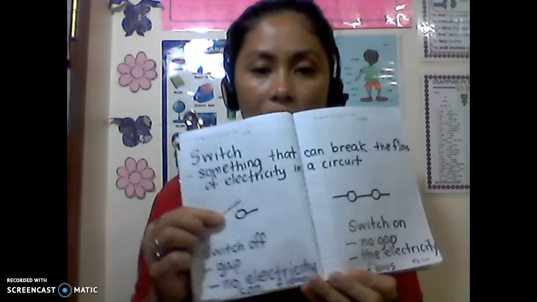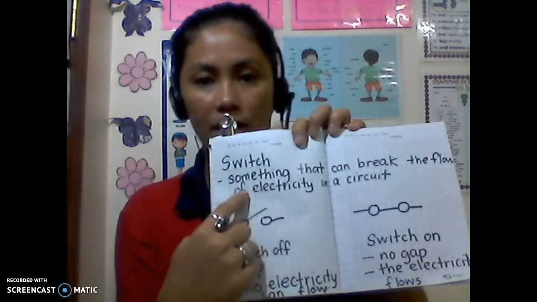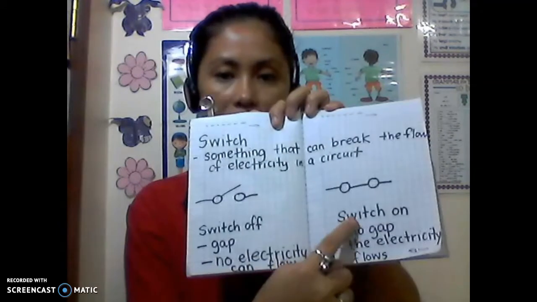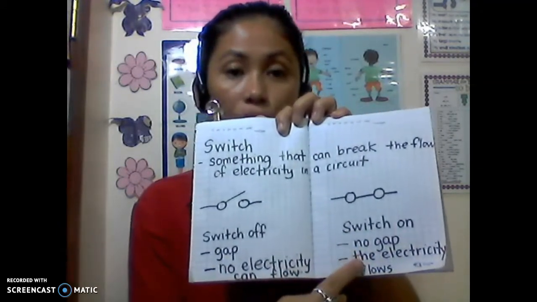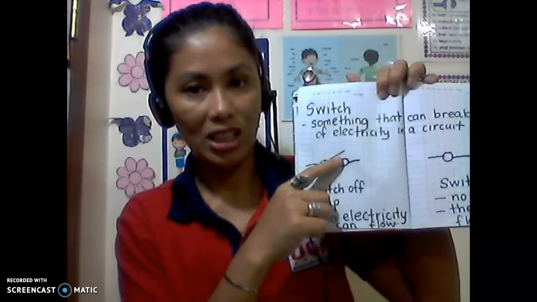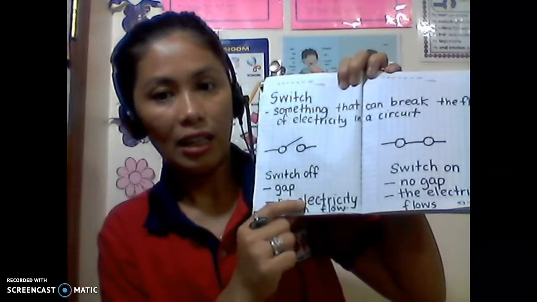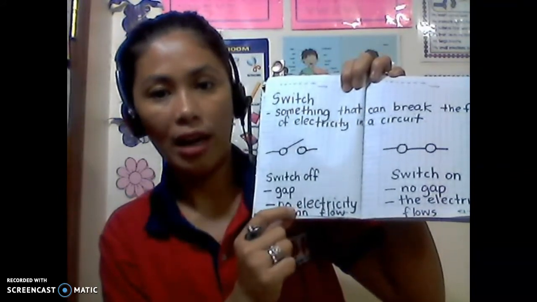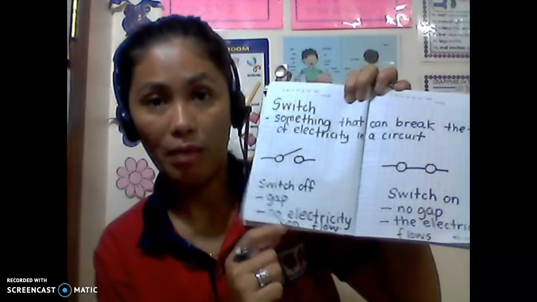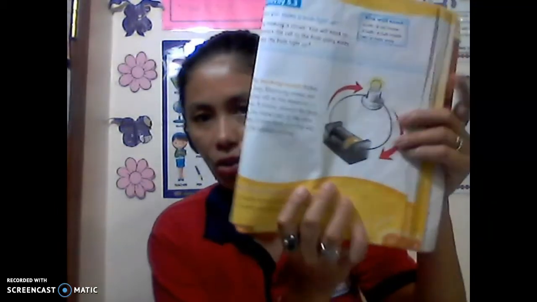And if the switch is off, again, a switch can break the flow of electricity in a circuit. If it's on, the electricity will flow. If it's off, then there is a gap. You see this one? They're not connected to each other. So no electricity can flow. It means that the bulb will not turn on, right? So this is the circuit.